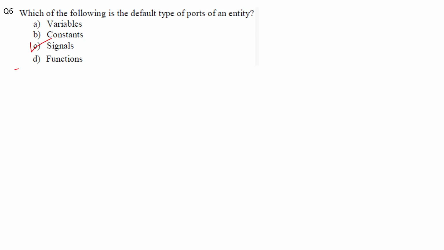Since ports of an entity represent input and output of a circuit, VHDL takes ports of an entity as signals by default. So this is one thing you can keep in mind. The ports of an entity by default are taken as signals, right? Whether it's an input signal or an output signal. So next we have this question.